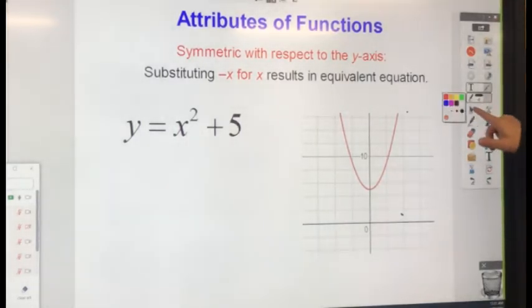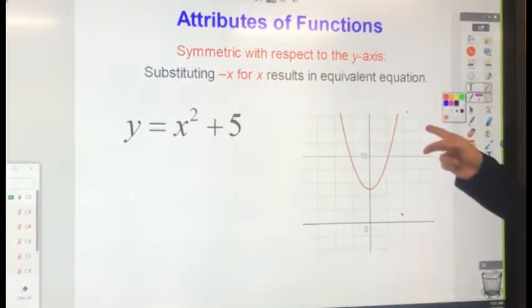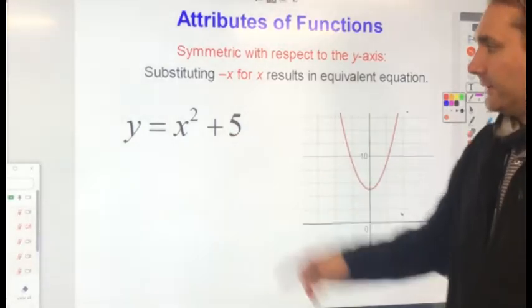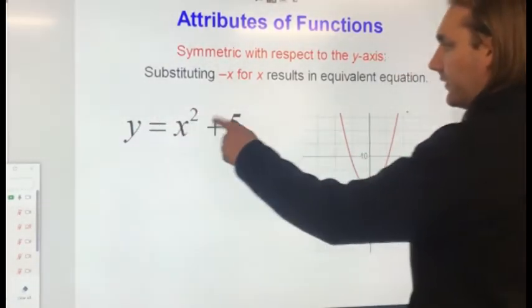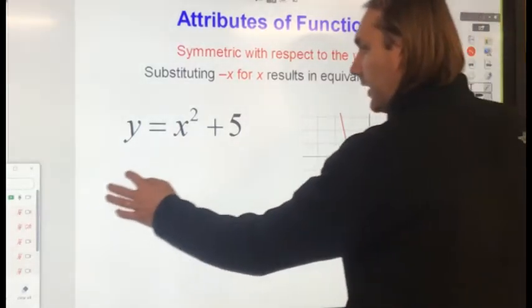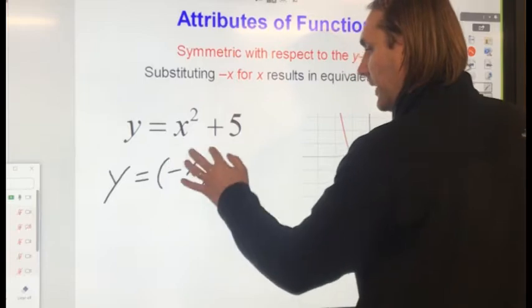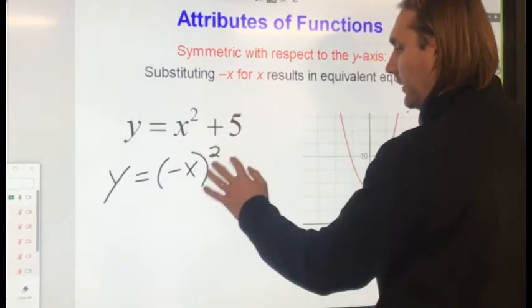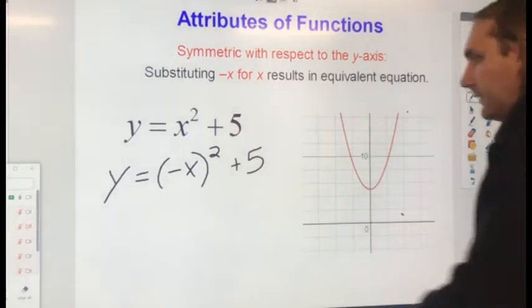Now you can also test this algebraically. And to do that, you substitute negative x for x. And then simplify. Do you get the original equation back? So what I mean is y equals x squared plus 5. Let me substitute a negative x for my x here. So I get negative x squared plus 5. And now I need to simplify.